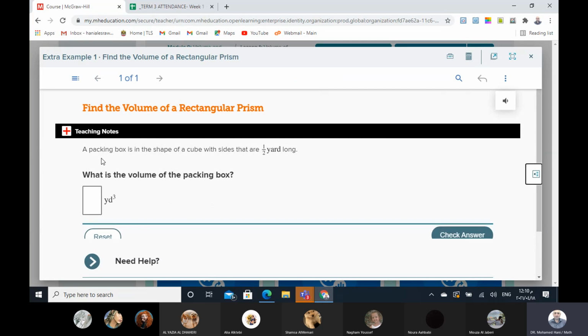Here we have a baking box in the shape of a cube with sides that are 1/2 yards long. What is the volume of the baking box? Now we have a cube, not a regular prism. Here we have a cube, and as you know, in the cube we have equal dimensions. I want from all of you to try to find the volume. Start, please.